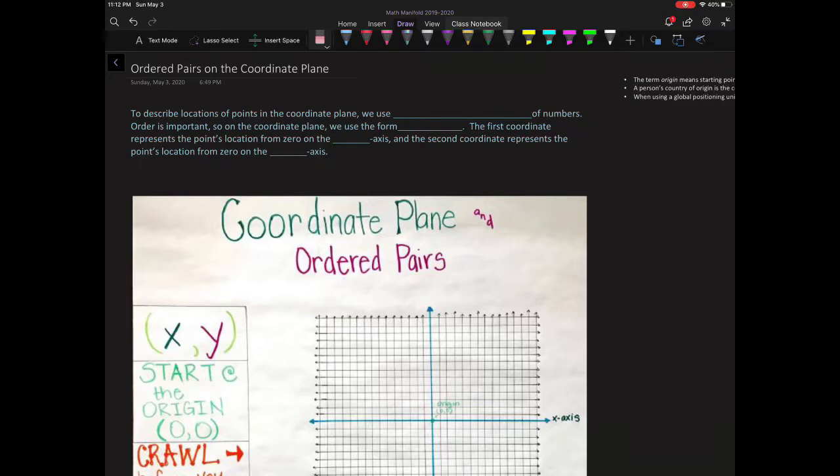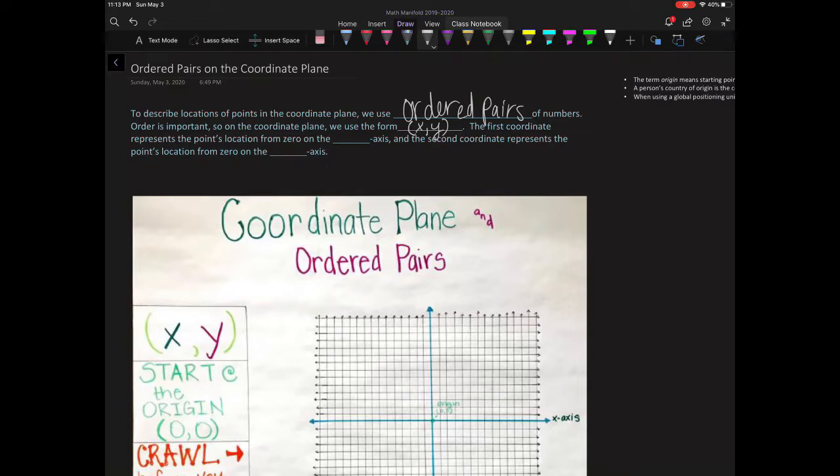Well, today we're going to talk about how to write ordered pairs and plot them on the coordinate plane, or how we would use the coordinate plane to identify an ordered pair. So to start off, to describe the locations of points on the coordinate plane, we would use ordered pairs of numbers. And so order is extremely important. And on the coordinate plane, we always follow the form x, comma, y. And I always like to think of how x comes before y in the alphabet.